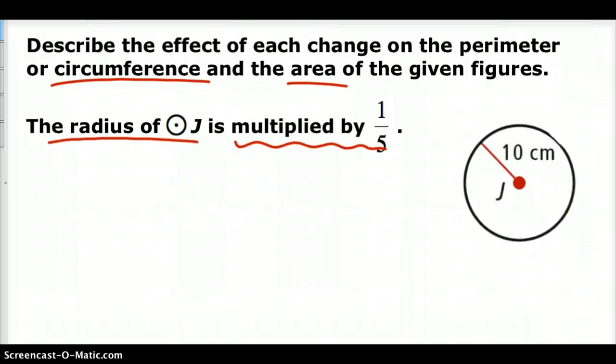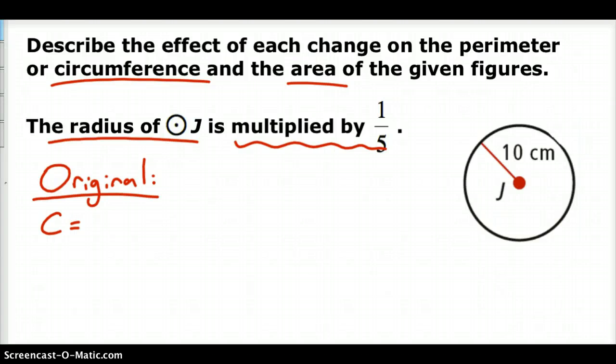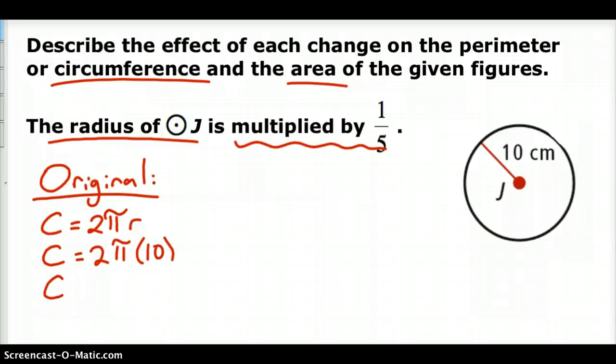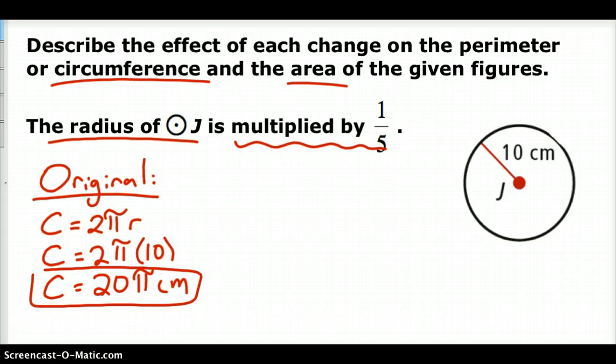So let's call this our original figure. We'll start with the circumference. The circumference equals 2 times pi times radius. So the circumference is equal to 2 times pi times our radius here, which is 10 centimeters. Simplifying, 2 times 10, we'll just write 20 pi centimeters. We'll start there.